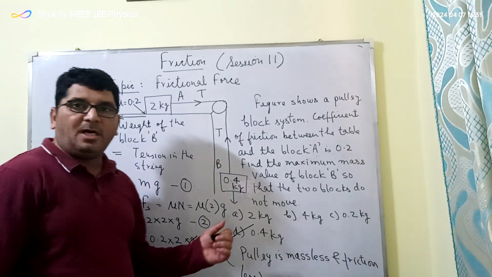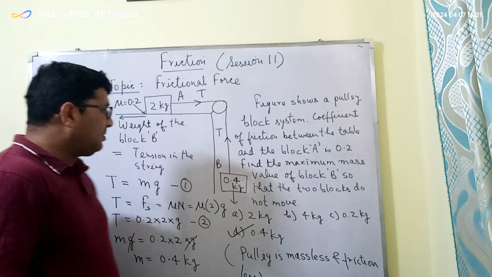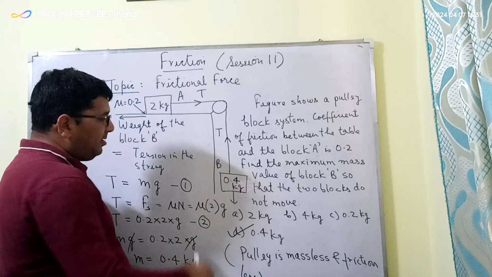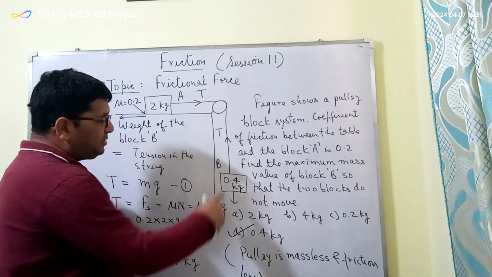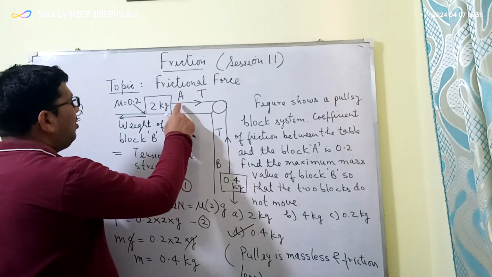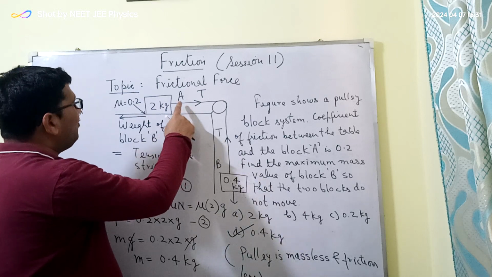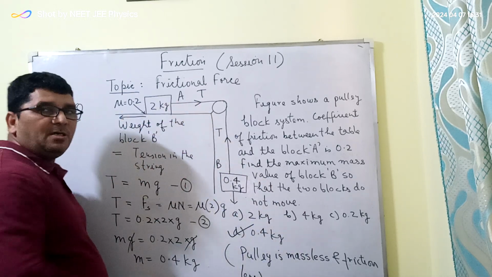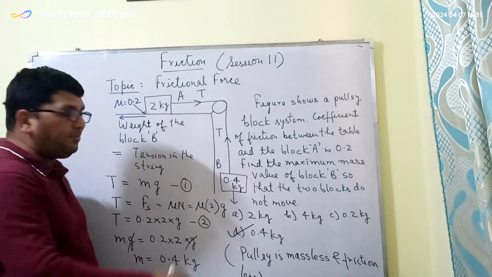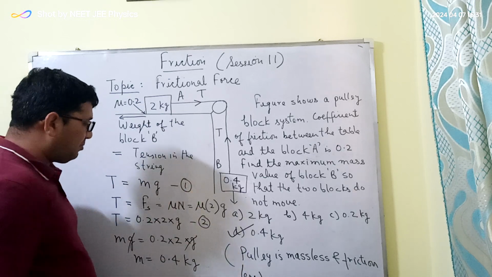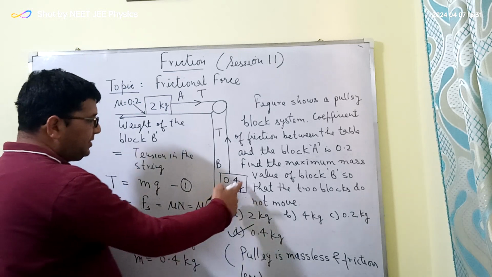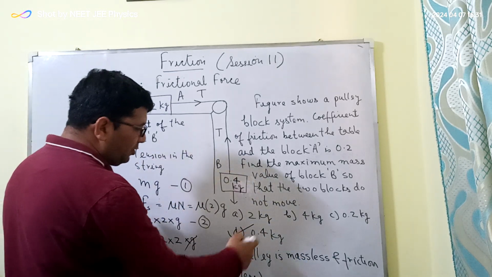I hope that you have understood the solution of this problem. Here the most important thing which we all have to remember is that these two blocks will not move. Let us consider first of all this block B. This block B will not move only when the tension in the string is equal to the weight of the block, and this block A will not move when the tension in the string is equal to the frictional force. With the help of these two concepts, we were able to get equation number 1 and equation number 2, and we were finally able to find the value of the mass of this block B, which is equal to 0.4 kg.